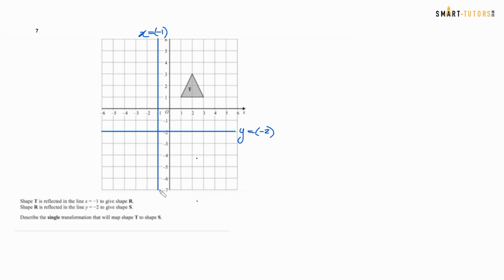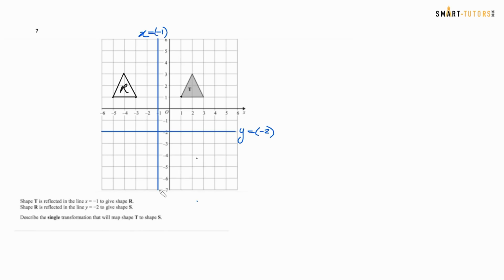And next, I'm going to reflect the shape R on the line x equals minus 1. So this is going to be my mirror line. Count: this corner is 2 squares away from the mirror line, so the image is going to be here, and the next point is here, and the top one is 3 away, so the point is here. So I'm going to draw a triangle. Let me complete the triangle. That is the triangle R.